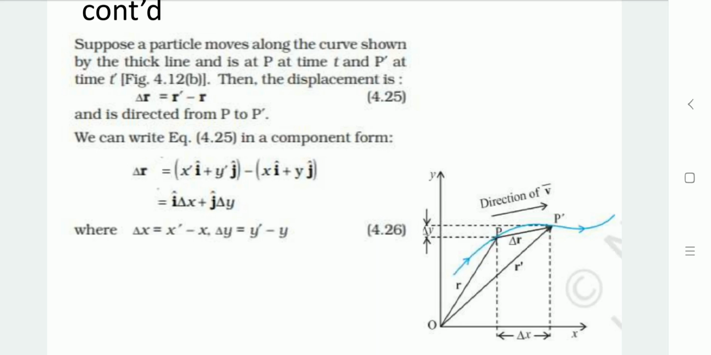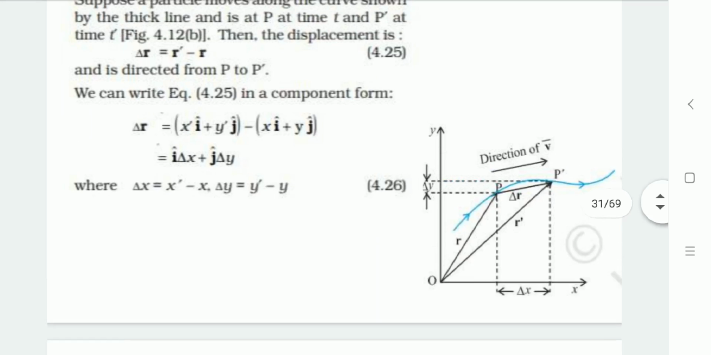Now what is R dash? That is x dash i plus y dash j. And what is R? x i plus y j. Let us take the difference of these two vectors. So the resultant we have is delta x i plus delta y j. What is delta x? x dash minus x, and delta y is y dash minus y.